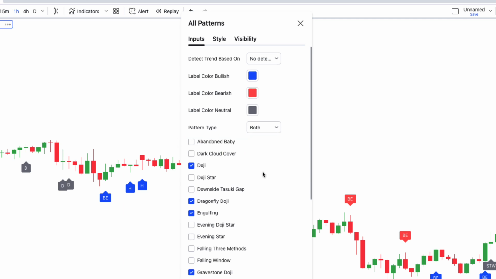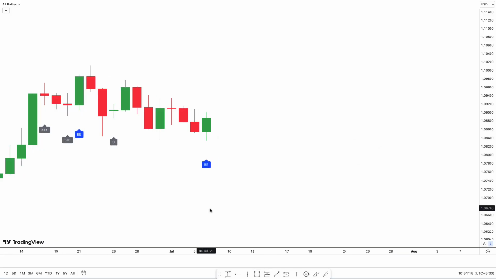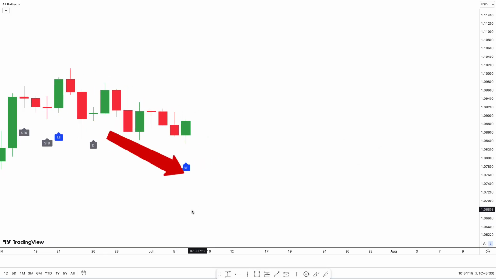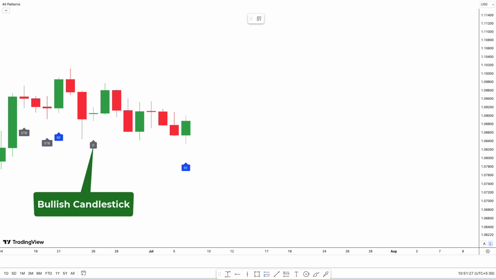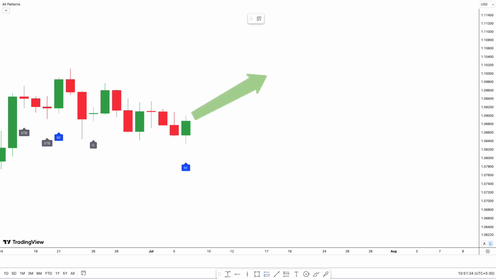Now that we have added and configured the indicator, let's take a look at how it can be used. Here we can see that the price was in a bearish trend. However, during this bearish trend, we can see that a bullish doji candlestick formed, indicating a potential trend reversal. Along with this, we can also see a bullish engulfing candlestick. Both of these signals indicate that the price may make a bullish trend reversal or a short bullish pullback.